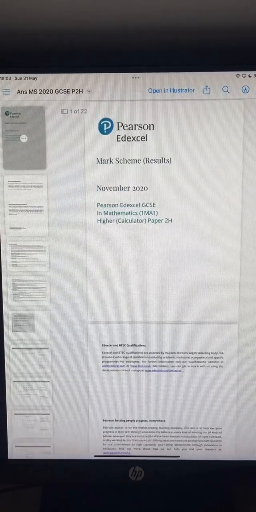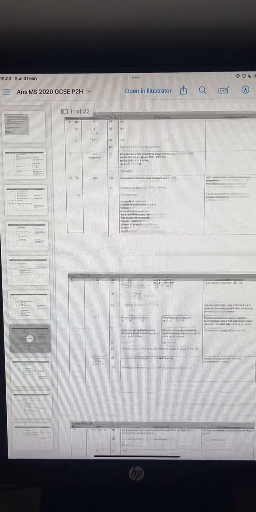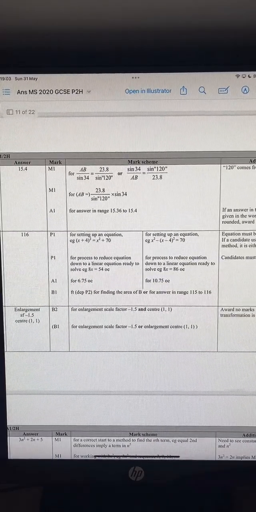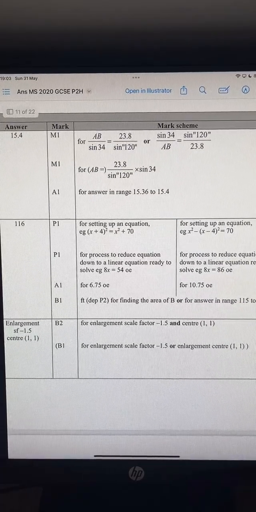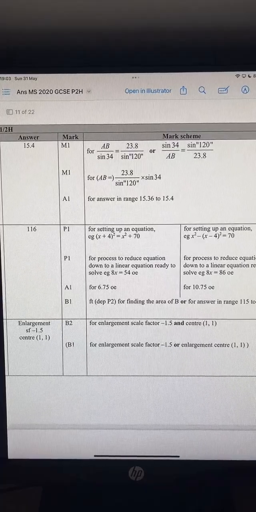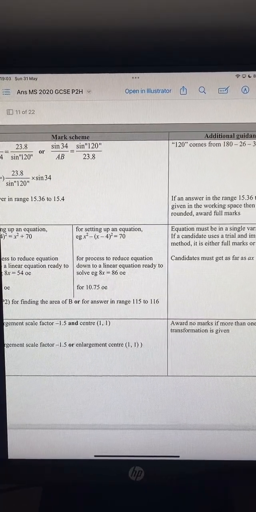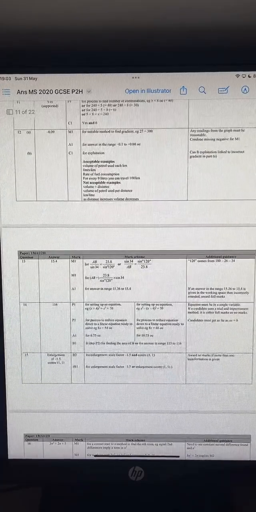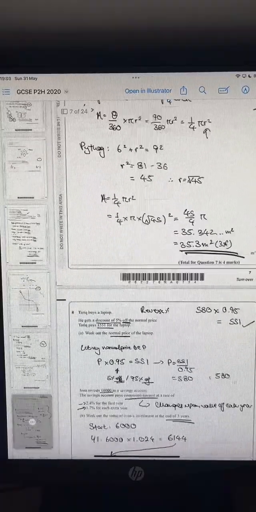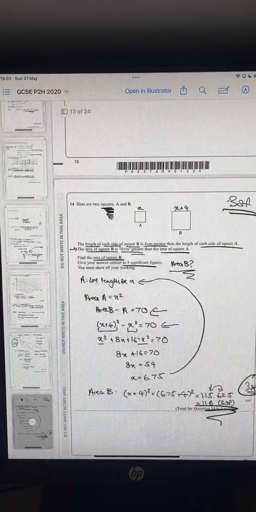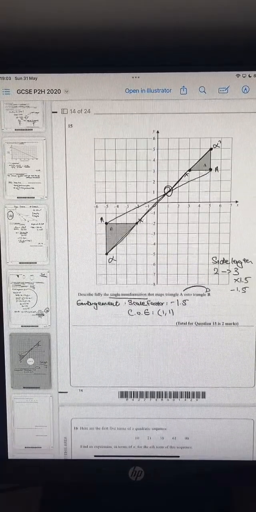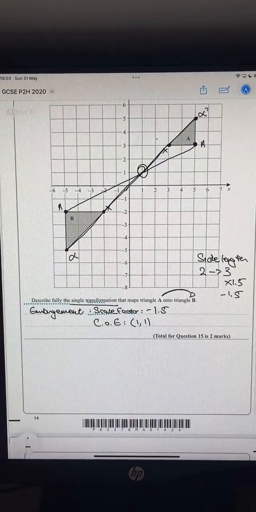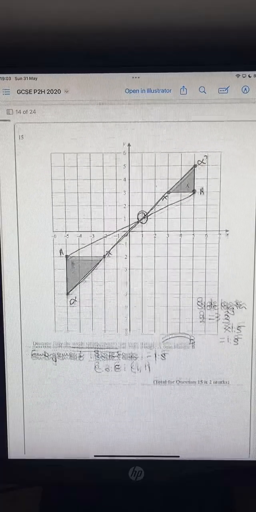So question 15. Here you get 1 mark for the enlargement scale factor and 1 mark for the enlargement center. Unkindly, they don't give you 1 mark for identifying it's an enlargement. Award no marks if more than 1 transformation is given. Like I said, they wanted a single transformation, which is mean. But in my opinion, that should have been at least like a 3-marker question, because identifying it's an enlargement was a bit tricky, but just noticing one's bigger than another does kind of give it away. Okay, so that was the mean scale factors question.